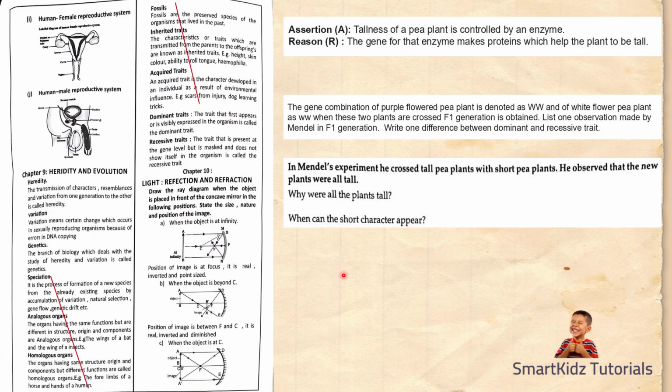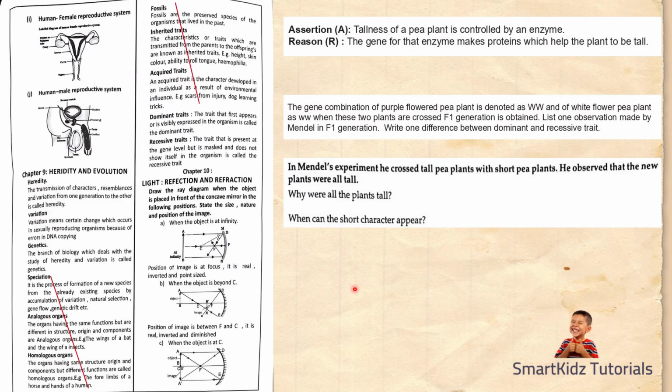Which is heredity. We don't have heredity and evolution, we just have the heredity part. So it's a very, very small part, and because there's only heredity, this makes Mendelian experiments extremely important. You should know what the 3 to 1 ratio is, what the 9 to 3 to 3 to 1 ratio is. Then you should know the 3 laws of heredity, extremely important, Mendel's laws of heredity.